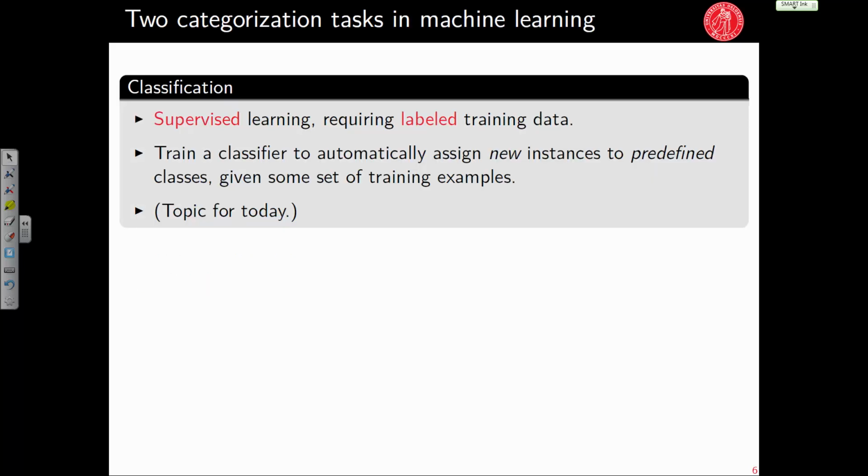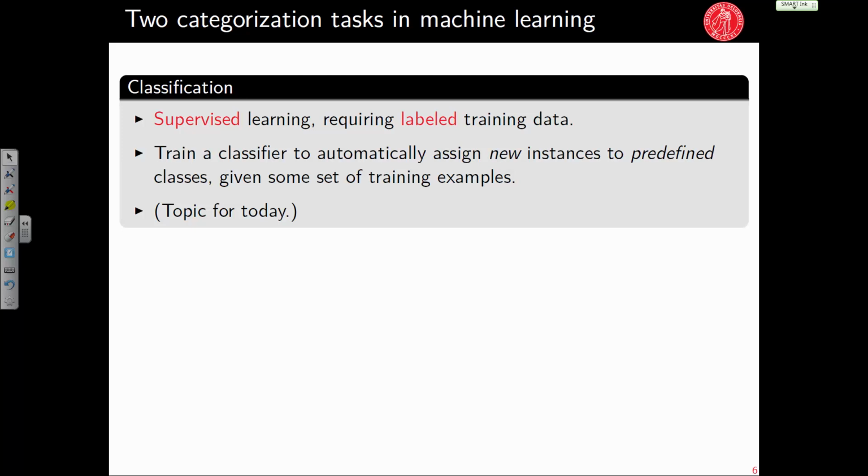So classification, first of all: in machine learning, there are two general categorization tasks. One is called classification and the other is clustering. Classification is an instance of what we call supervised learning, and it requires labeled training data.